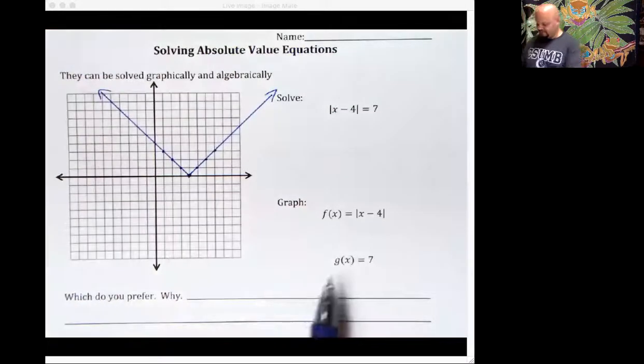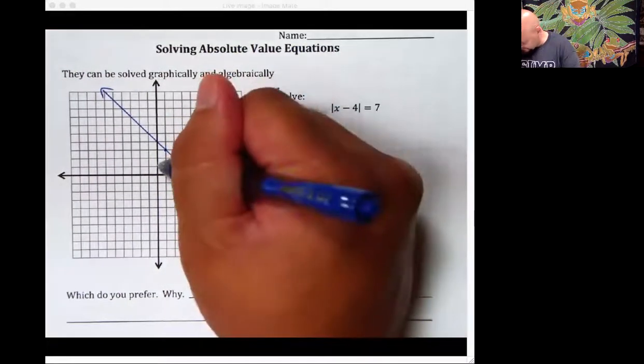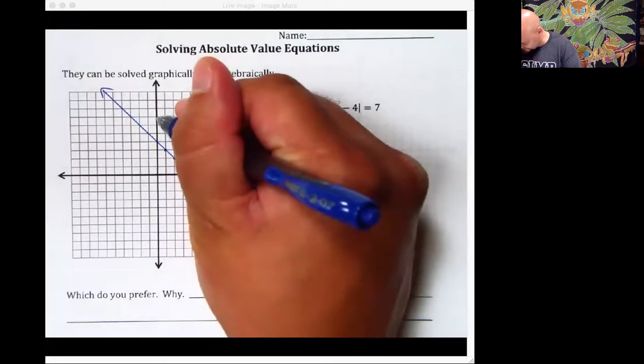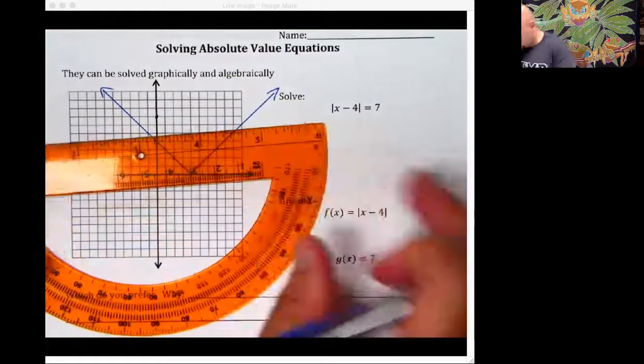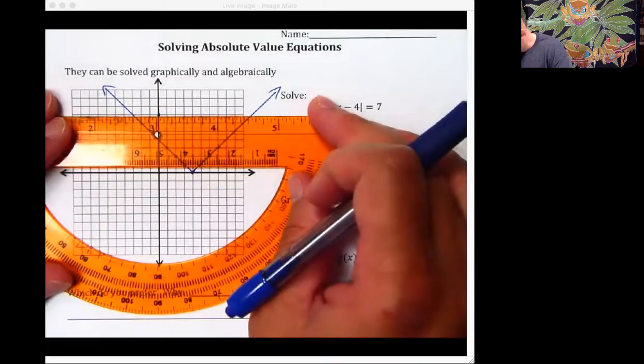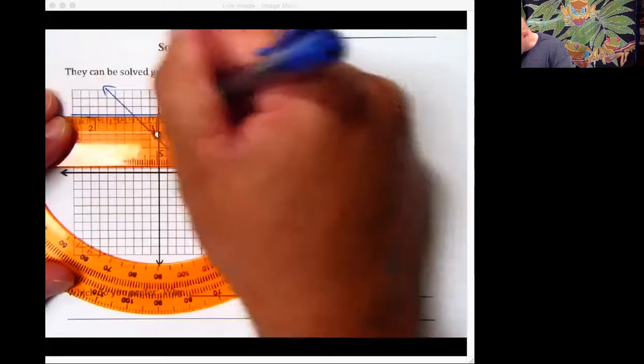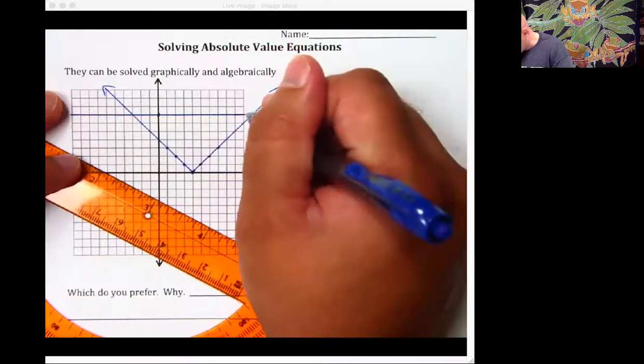And then g of x is equal to 7. We're going to go 1, 2, 3, 4, 5, 6, 7. Then we're going to go against that axis. That's the quick way to graph these. Oh, yeah. Remember, g of x is just fancy y.